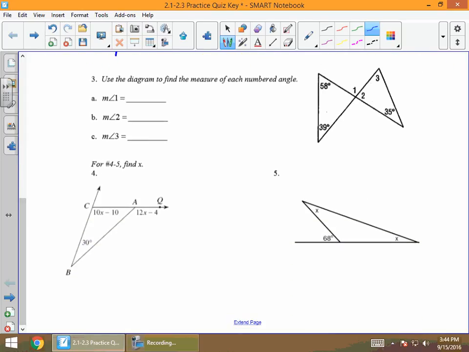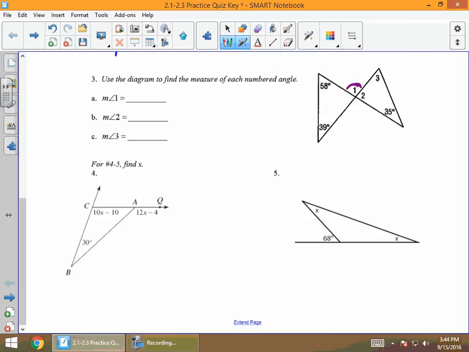Let's take a look at number 3. Number 3 says use the diagram to find the measure of each numbered angle. Now I'm going to use the fact that exterior angles are equal to the sum of the remote interior angles. So if I want angle 1, I'm going to look at the triangle on the left.